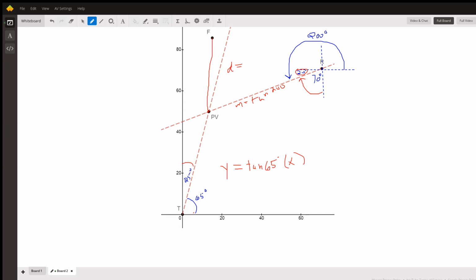There you go. Hope that gave you some idea on how to do this. There might be other ways to do it, maybe using the law of cosines and the law of sines, if you can find a triangle that contains side FPV. But this is the first thing that came to my mind. There you go. Hope that helped.